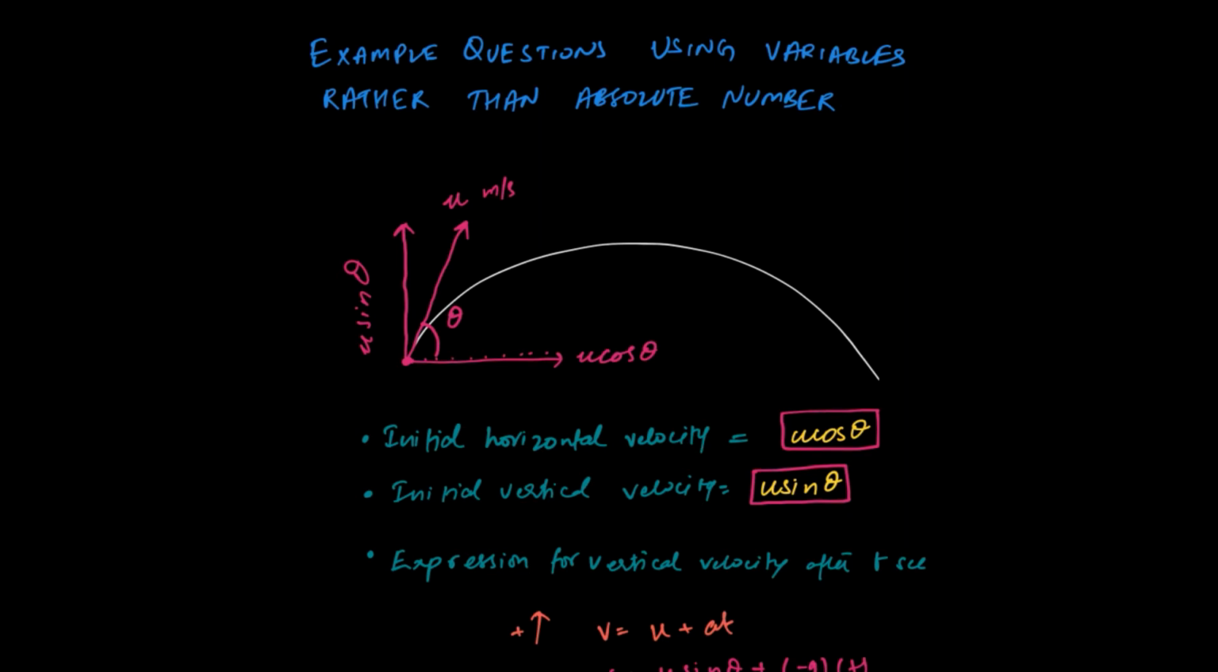doing the complete working. So the initial horizontal velocity in the projectile motion of an object would be u times cos theta, where u would be the initial velocity of the object and theta would be the angle of the resultant velocity made with the horizontal. The initial vertical velocity would be found out using u sine theta. Again, u would be the initial velocity and theta would be the angle between the resultant velocity and the horizontal.